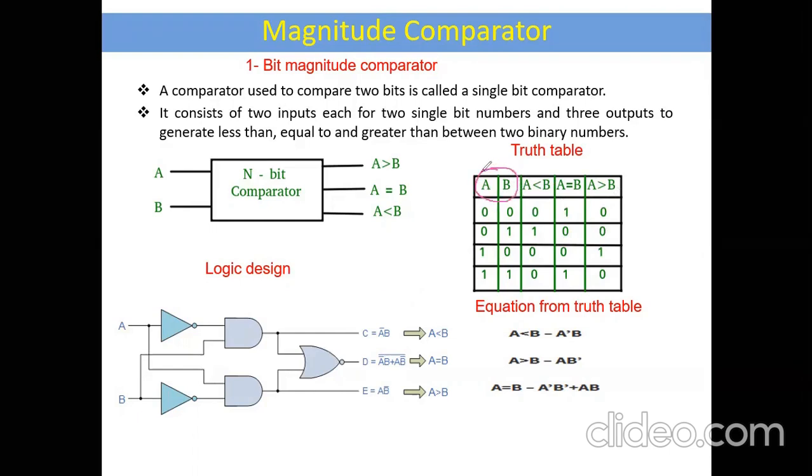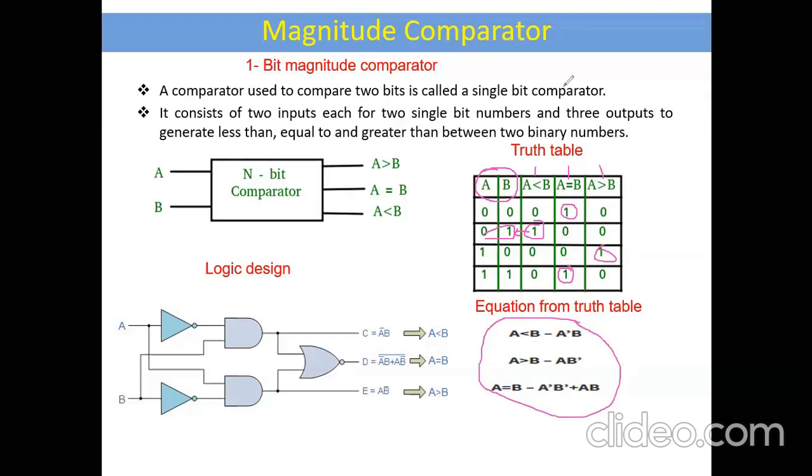We have two input variables, so 2 power n, that is 2 power 2, a 4-cell K-map we should draw. You know how to draw the K-map. Totally 3 K-maps. Consider the min terms alone. While drawing A less than B, we should consider only the min term corresponding to cell 1. Then for A equal to B, we should consider these min terms in the K-map. For A greater than B, consider these min terms. Then I will get the logical expressions for the 1-bit magnitude comparator.